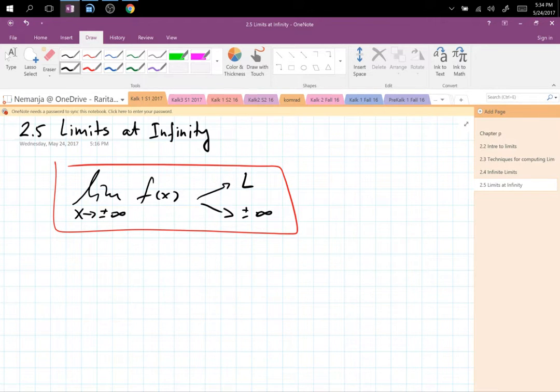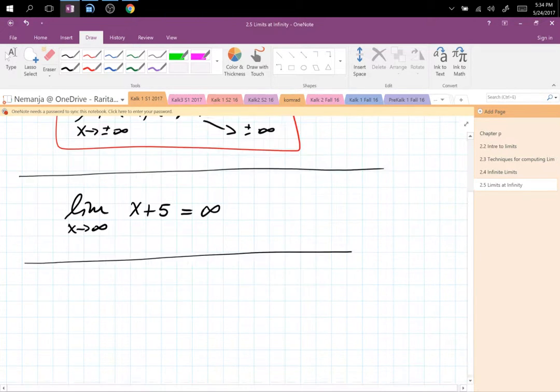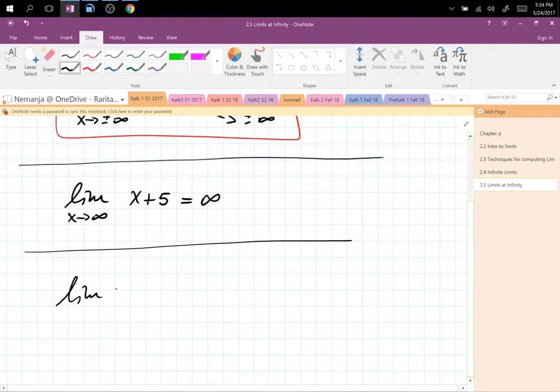So let's take a look at an example. How much is the limit as x goes to positive infinity of x plus 5? And the answer is infinity. Because, in air quotes, when you plug in infinity, infinity plus 5 is infinity. So we can also take a look at the limit as x goes to infinity for 1 over x.